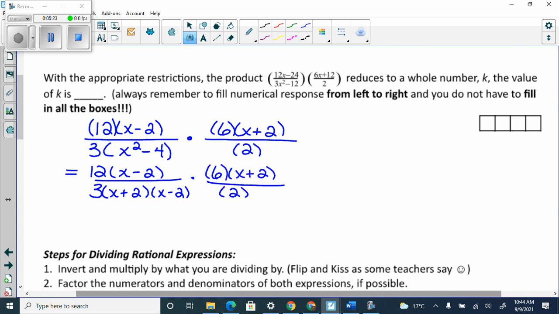Then we have to state non-permissible values for just the denominator, because this is multiplication, right? Does the 3 get me an NPV? No. Does the x plus 2 and the x minus 2? Yes. x can't equal plus or minus 2. And then the 2 doesn't. Because it's multiplication, I can just draw a straight line. What cancels off?